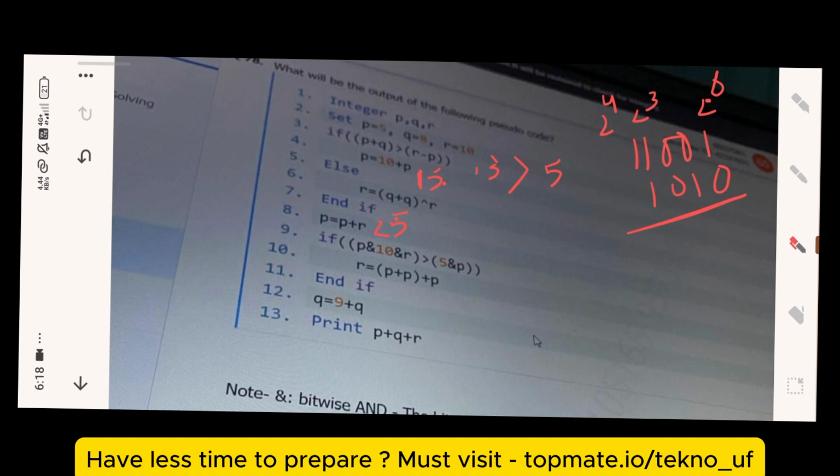Okay, so if you can't remember, then please watch the previous video regarding pseudocode. Just search on YouTube for pseudocode problems Techno UF. You will get to know how to convert a decimal number into its corresponding binary. Okay, so let's solve this problem.